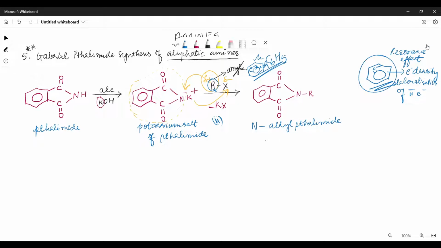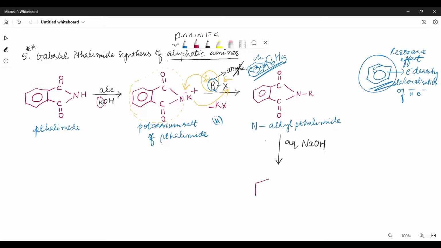So now from here what is going to happen? N-alkyl phthalimide is there. For this I am going to add aqueous KOH, or KOH also you can add, or NaOH. As per NCERT it is NaOH. What is going to form?